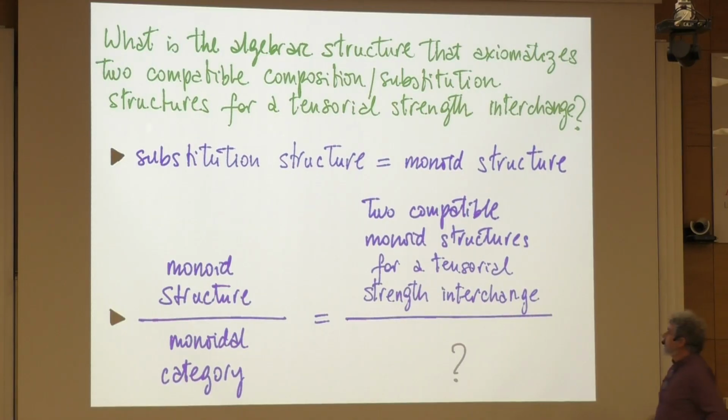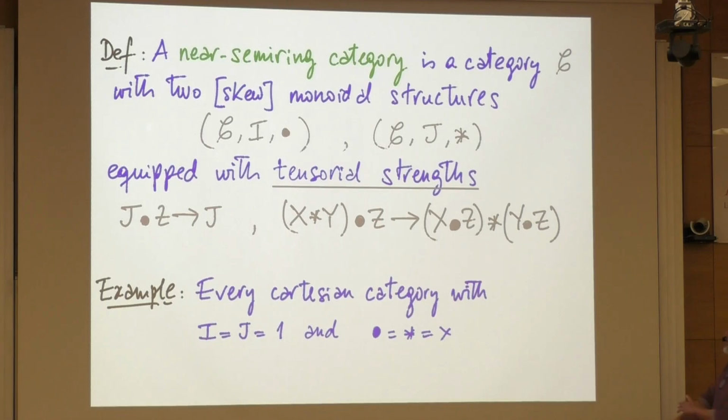And now the question is, if I have two compatible monoid structures with respect to some tensorial strength, what does it mean to be monoidal in that sense? So let me just explain what we need. We need to work with categories that have a near semi-ring structure. A near semi-ring category has two tensor products. They may or may not be skew. In fact, everything would work with a skew. In the examples, they are not.